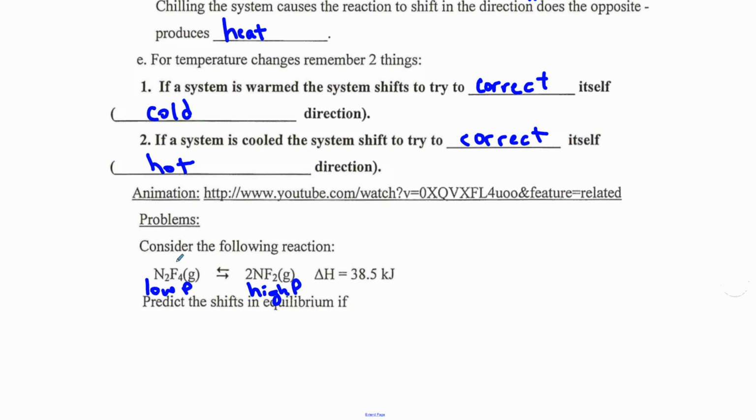Now, you'll notice you don't see heat as a reactant or product, but you're given a delta H value, and the delta H value is positive. A positive delta H is endothermic, and an endothermic reaction always has heat as a reactant. So that means this is your hot side and this is your cold side. That's important because that'll help us determine which way we're shifting as we look at the various changes.